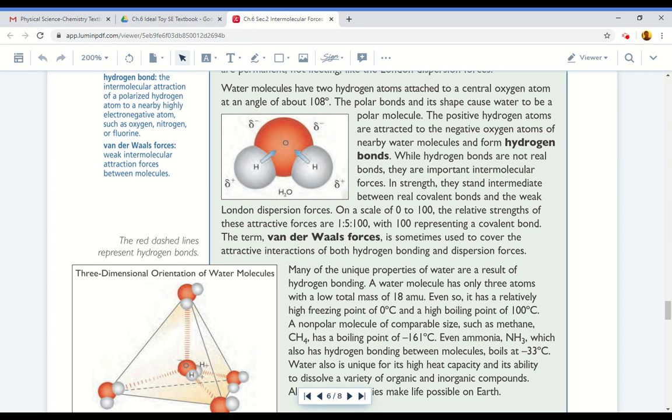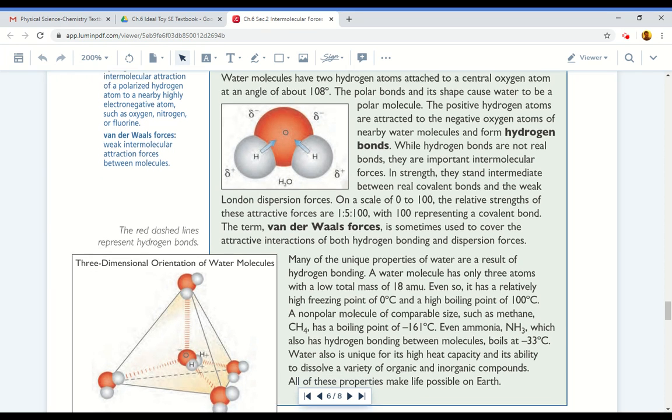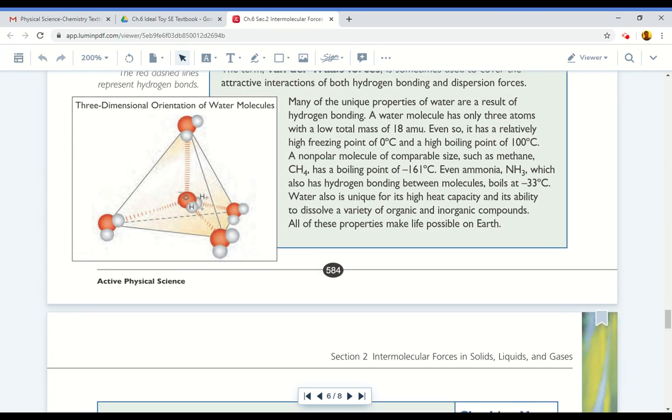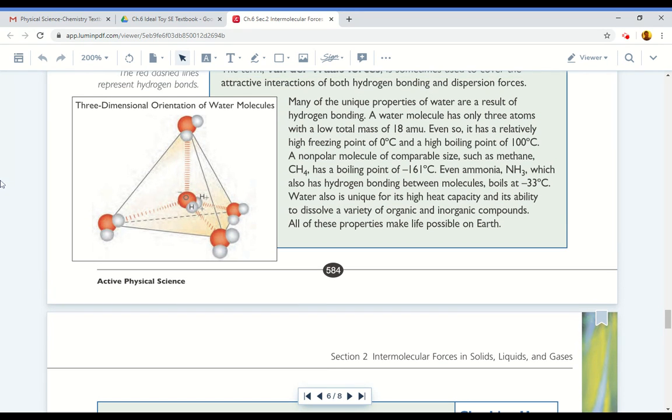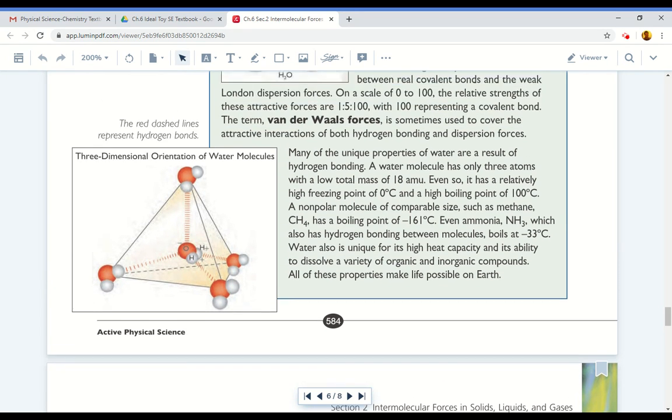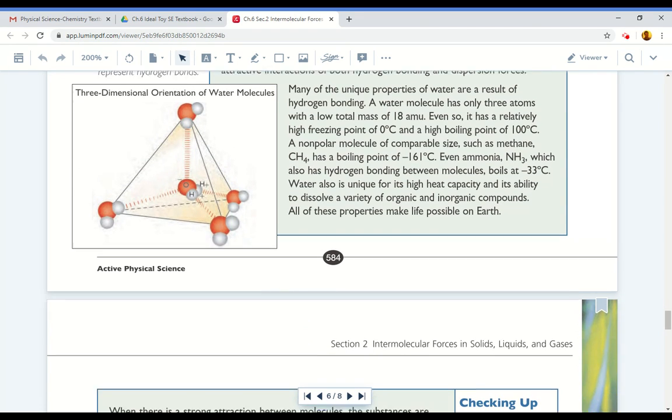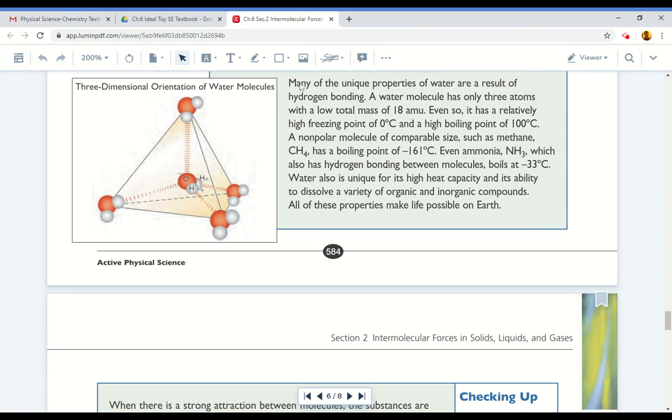The term van der Waals forces is sometimes used to cover the attractive interactions of both hydrogen bonding and dispersion forces. Many of the unique properties of water are a result of hydrogen bonding.